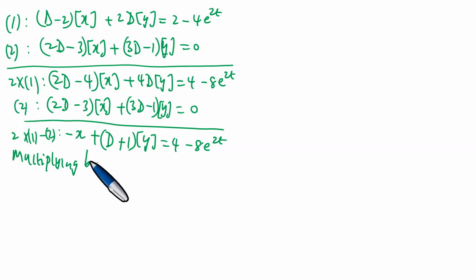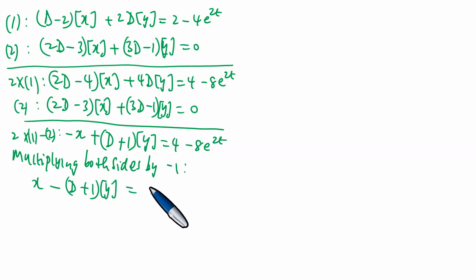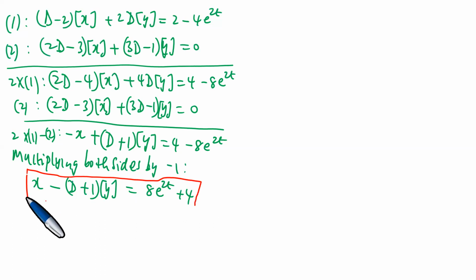Multiplying both sides by -1 for argument's sake. Here, we get x minus (d plus 1) operator on y, which is 8e to the twice t plus 4. Okay, now we have got that one, and this one is sort of an achievement for us. Let me just put it in a block, in a red block like this. Okay, we got one achievement.